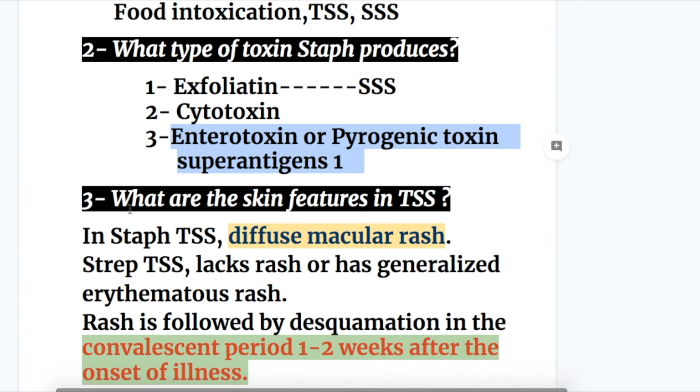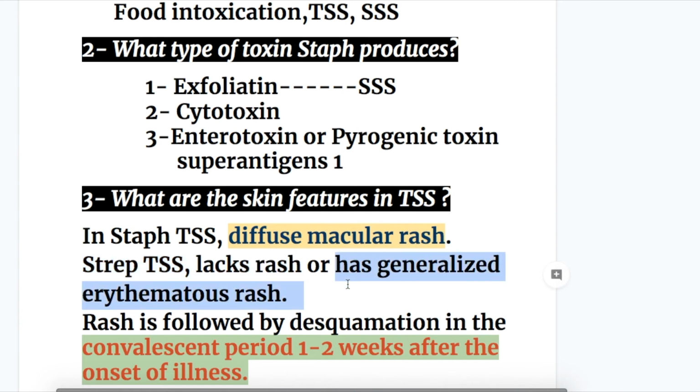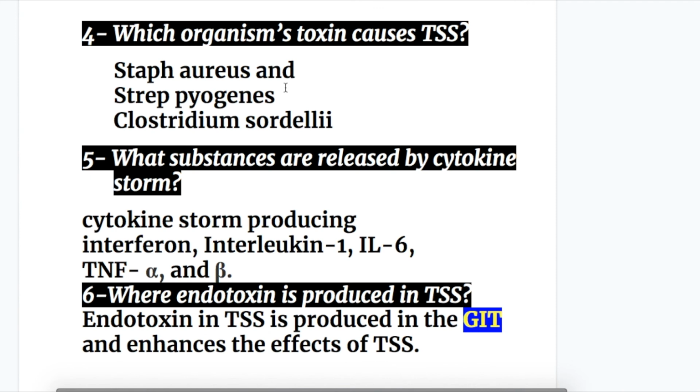Question number 3, what are the skin features in toxic shock syndrome? In staphylococcal toxic shock syndrome, there is a diffuse macular rash, whereas streptococcal toxic shock syndrome lacks a rash or has a generalized erythematous rash. The rash in both cases is followed by desquamation in the convalescent period 1 to 2 weeks after the onset of the illness. Question number 4. Which organism's toxin causes toxic shock syndrome? Staphylococcus aureus, Strep pyogenes, and Clostridium sordellii.